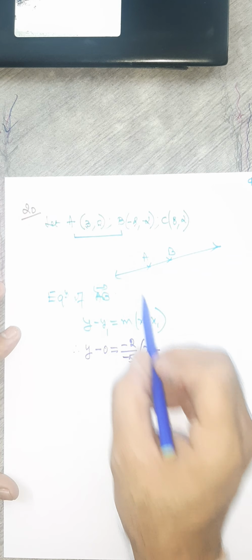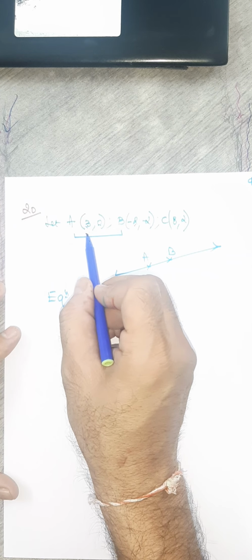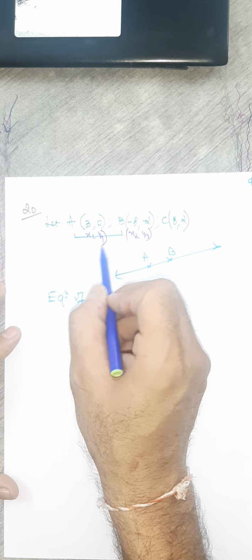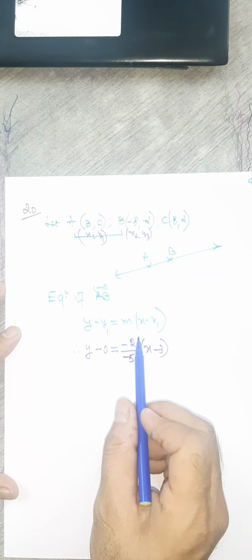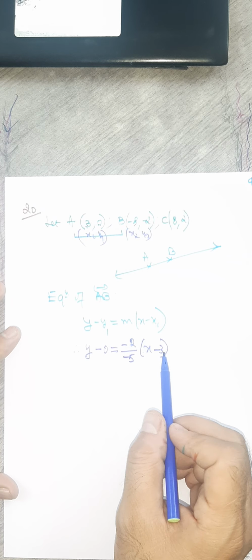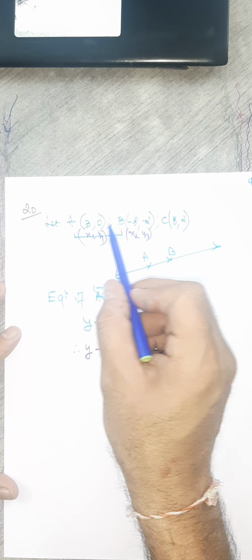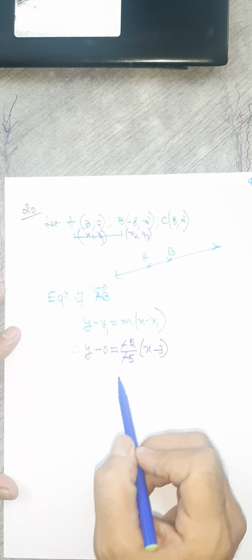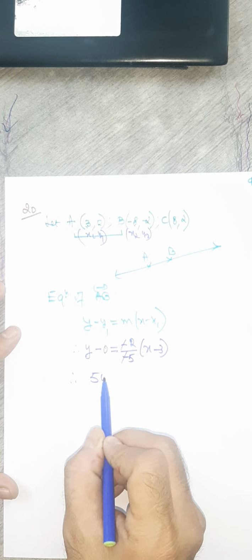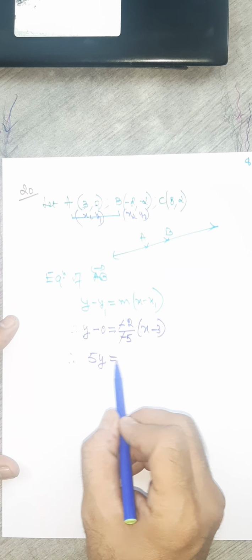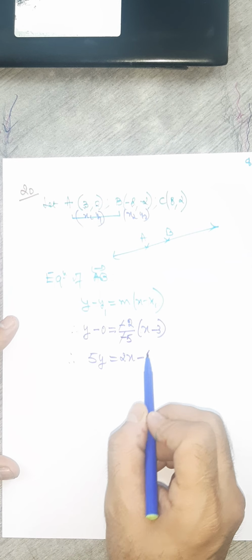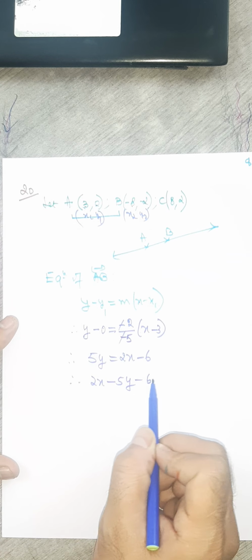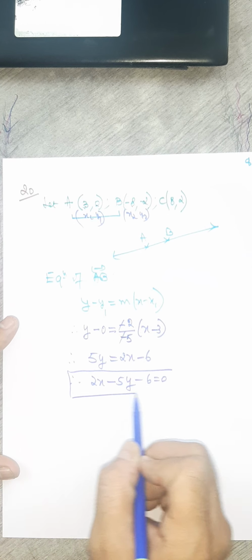What is x1? That's 3. This is like x1, y1 and this is like x2, y2. Got it? So y minus y1 equals slope into x minus x1. What is the slope? Minus 2 upon minus 5. Fine. So this sign will get cancelled. So we'll get 5y equals 2x minus 6. So we'll get 2x minus 5y minus 6 equals 0. This is the equation of the line AB.